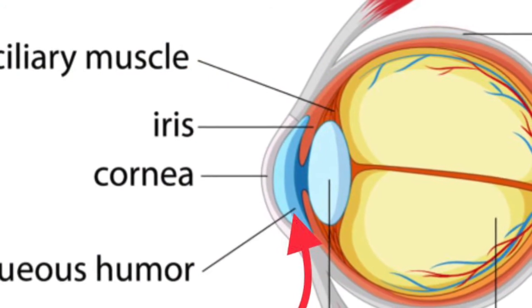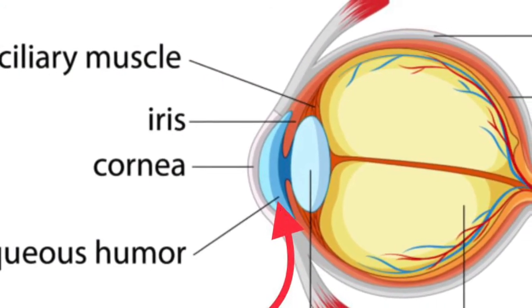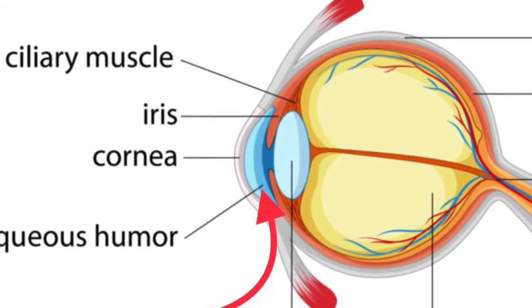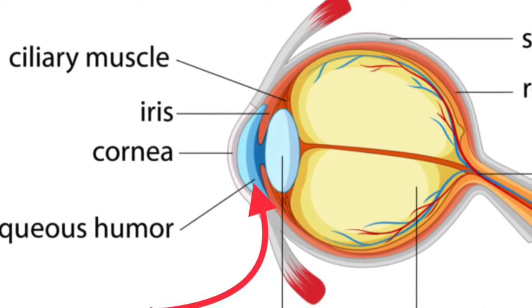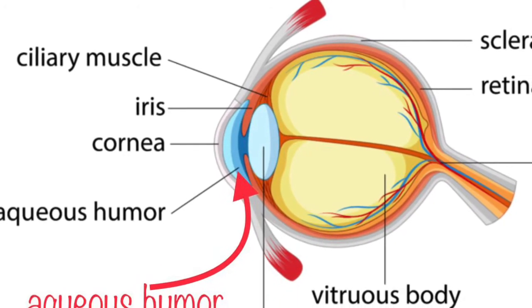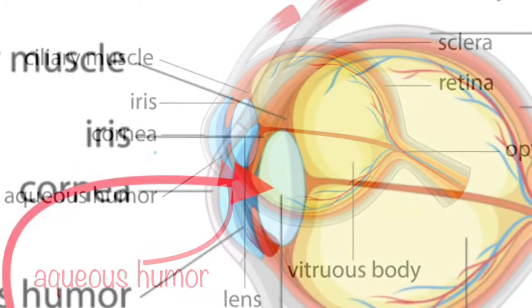Next up is the aqueous humor. The aqueous humor has watery fluid that fills the interior chamber of the eye. It provides some of the nutrition for the surrounding parts of the eye, and it helps to cleanse the lens. It constantly is being produced to provide nutrition and to clean the lens.